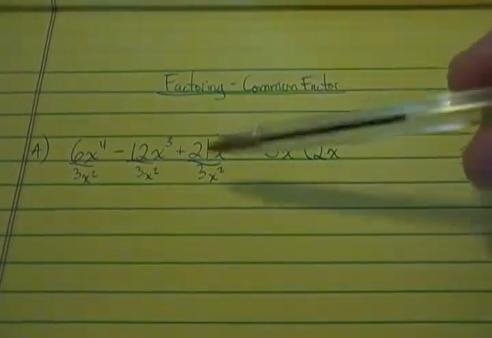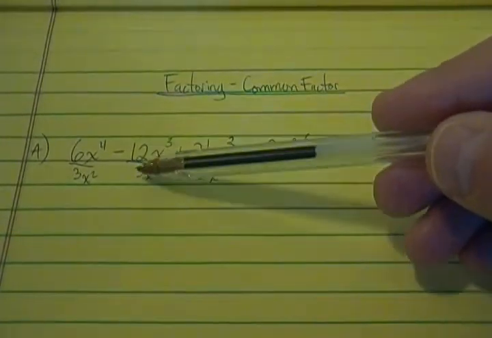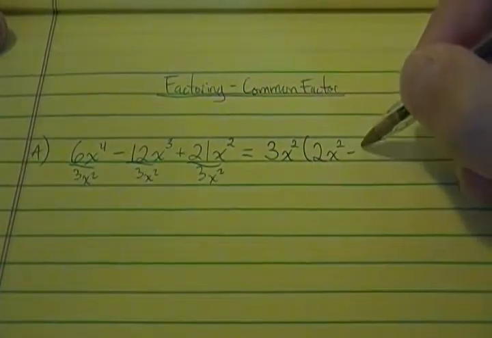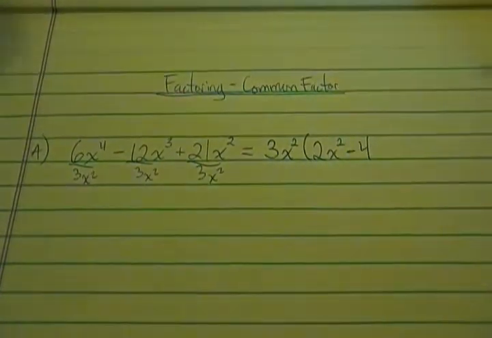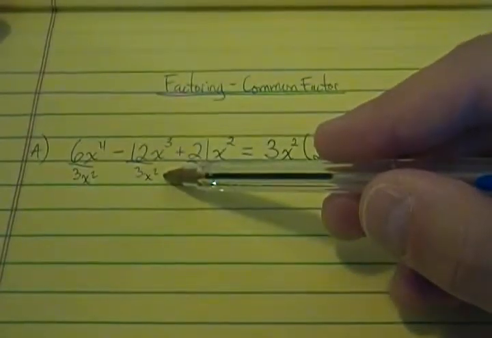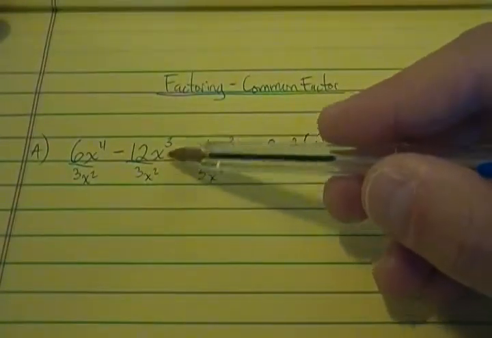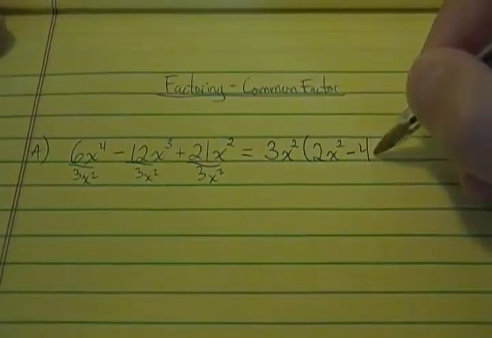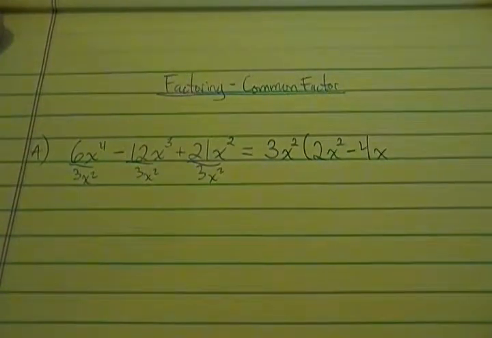And then we do the same thing for the other two terms. So we have negative 12 over 3. 12 divided by 3 is 4, and since it's negative, negative 12 divided by 3 is going to be a minus 4. And then we have x to the third over x squared. Once again, subtract the exponents. 3 minus 2 is 1, so we have x to the first power.